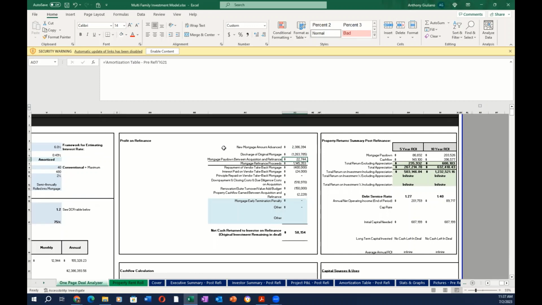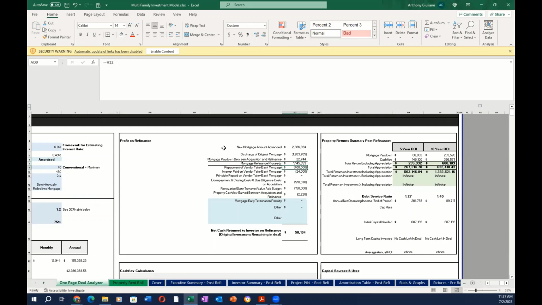But at the same time, over that 12-month period, we paid down $22,000 of that $1.2 million mortgage, which we have to get credit for. So now we have refinance proceeds of $1.145 million. So that's basically what's going to come to us in our pocket on refinance.